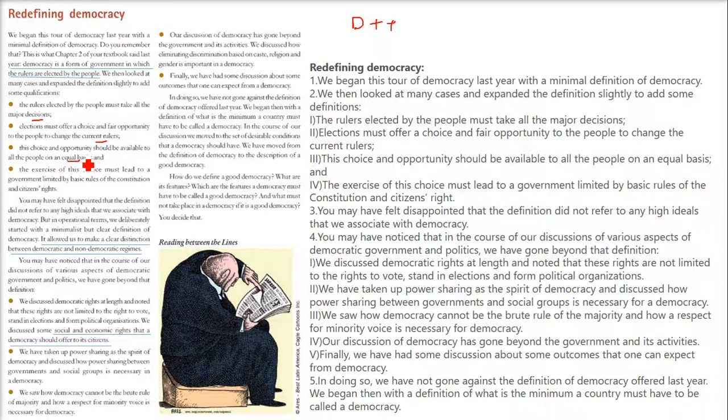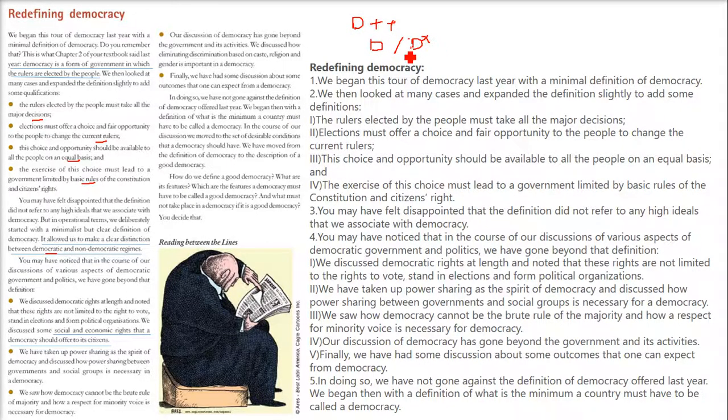Everyone should have an equal vote and the possibility of choosing and electing the Shasak. And the exercise of this choice must lead to a government limited by the basic rules of the Constitution and citizens' rights. A government should be confined by the Constitution, and should work only within the citizens' rights. Now you might be disappointed that the definition did not refer to any high ideals that we associate with democracy. But it allowed us to make a clear distinction between what is a democratic government and what is not.